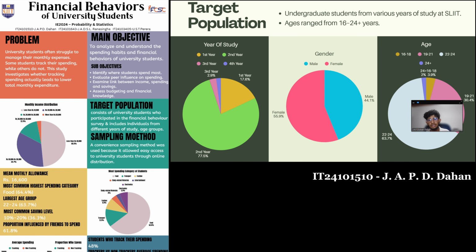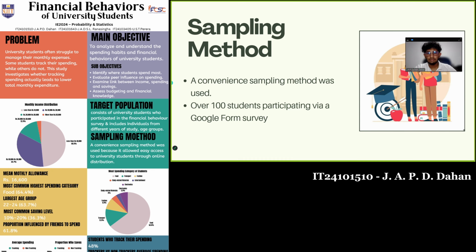Our target population consisted of undergraduate students at SLIIT from age 16 to 24 plus, representing various years of study. This helps us to capture a broad and accurate picture of student financial behavior. We used a convenience sampling method, distributing the survey through a Google Form. We collected data from over 100 students, ensuring a sufficient sample for statistical analysis.